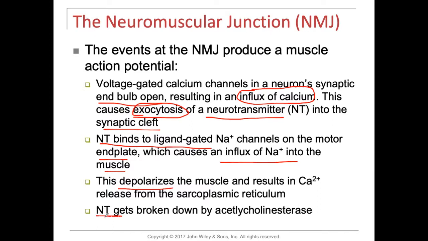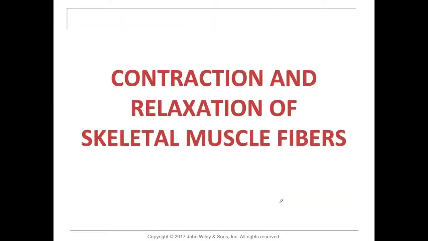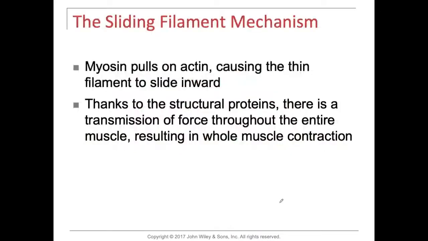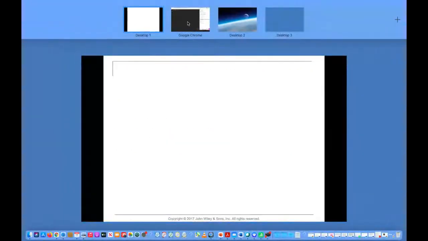How do you break down the neurotransmitter? NT is neurotransmitter. It gets broken down by acetylcholine esterase. That is the enzyme. Okay, when we come back, we'll get into the contraction and relaxation of the skeletal muscle once again. To review.